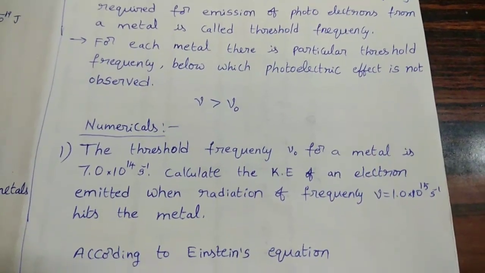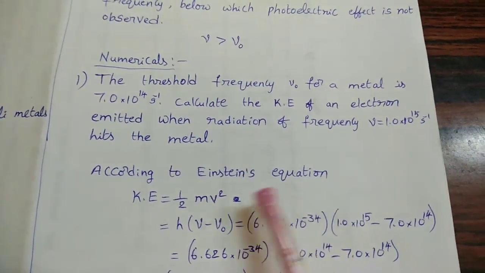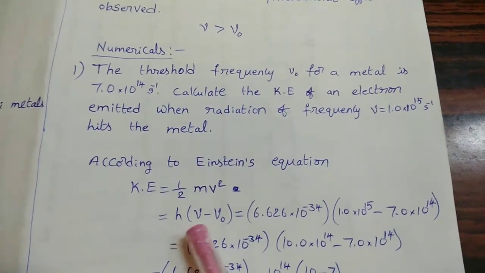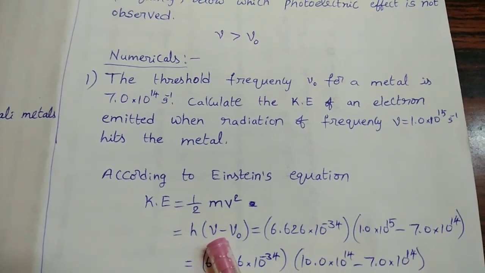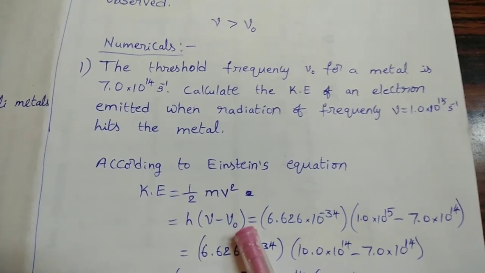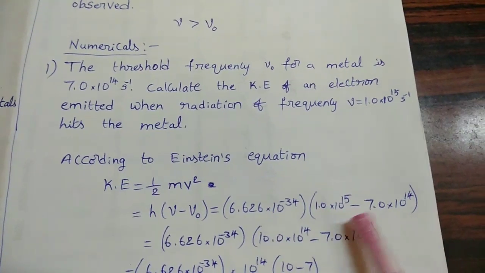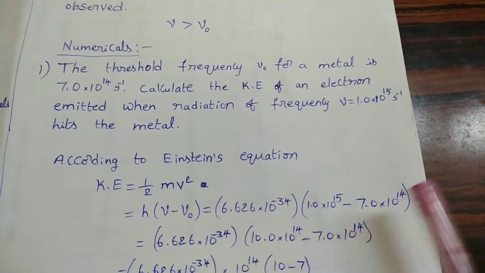Now see the kinetic energy calculation. Already we know that according to Einstein's equation, kinetic energy, half mv square, is equal to h into (nu minus nu naught). Nu means incident ray frequency, nu naught is threshold frequency, and h means Planck's constant, we know that. Substitute that value, that is this one.